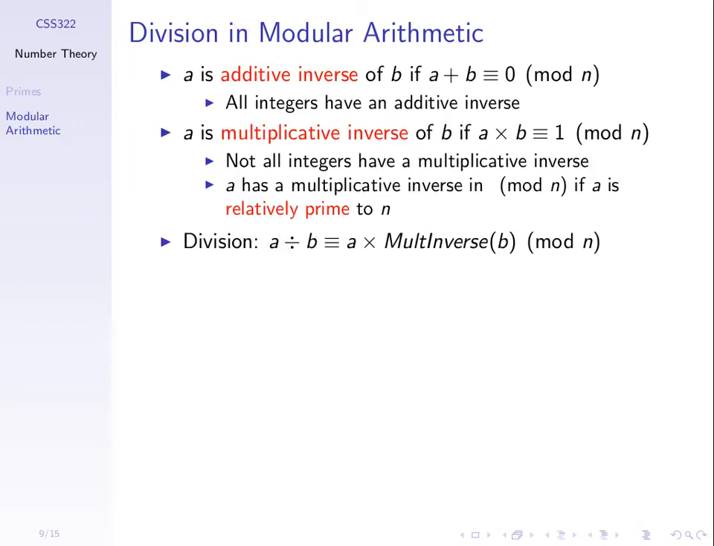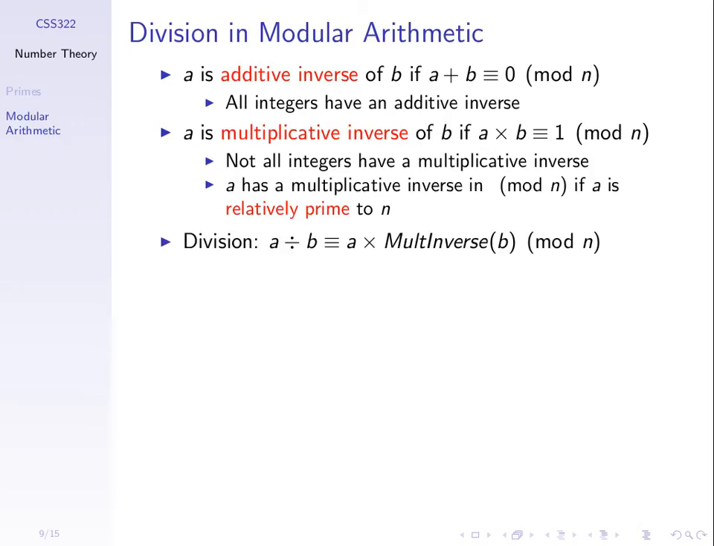Multiplication in modular arithmetic is easy. Conceptually, we just multiply the numbers and mod by n. And we also have the concept of a multiplicative inverse. If you multiply two numbers together and you get 1, then we say that those two numbers are the multiplicative inverse of each other. A times B, if it's equal to 1 in mod n, then B is a multiplicative inverse of A, and vice versa.